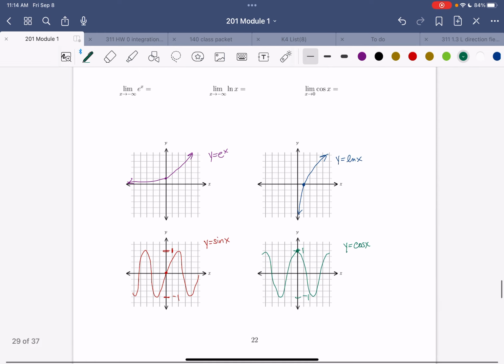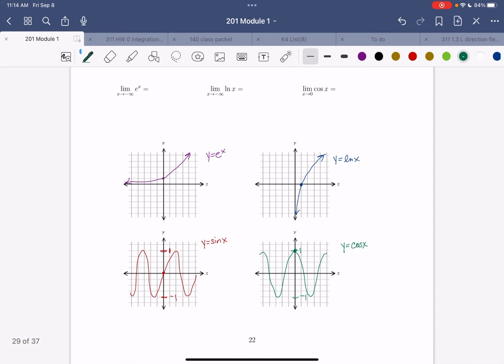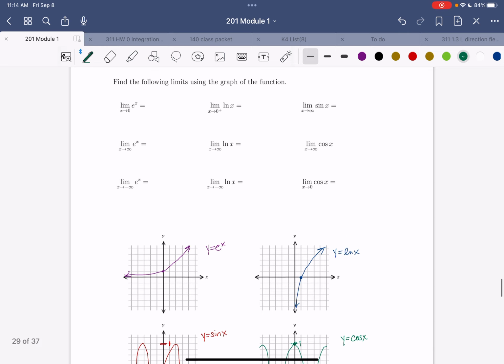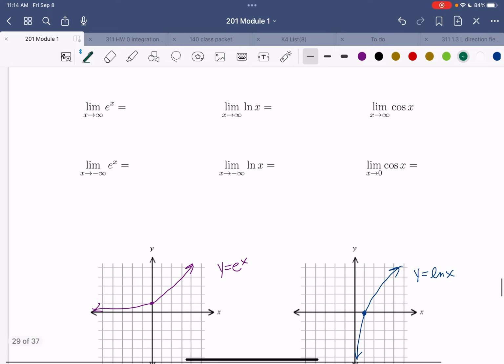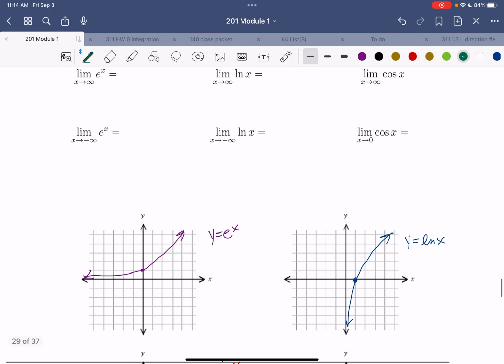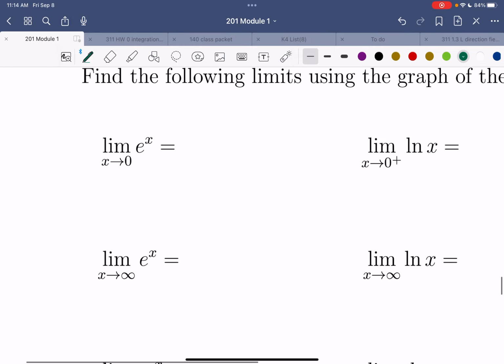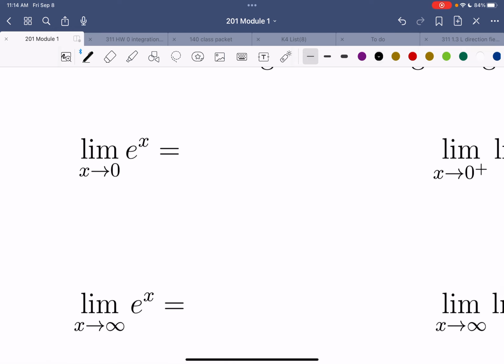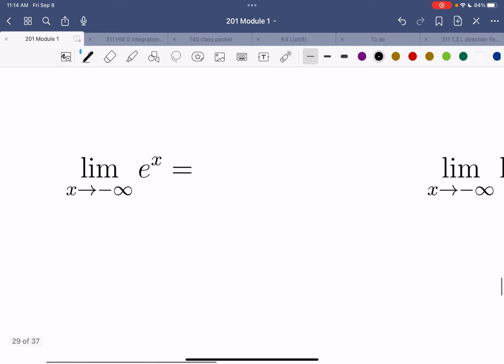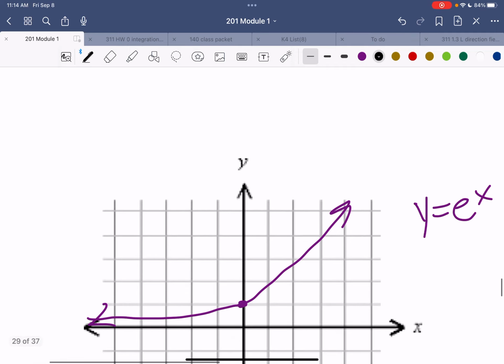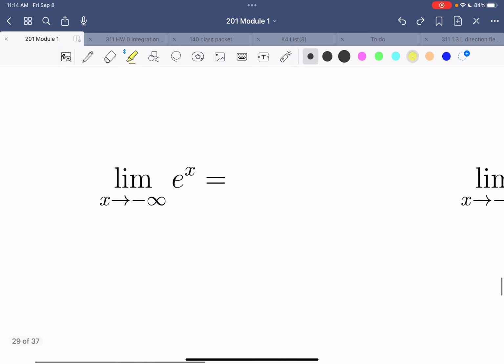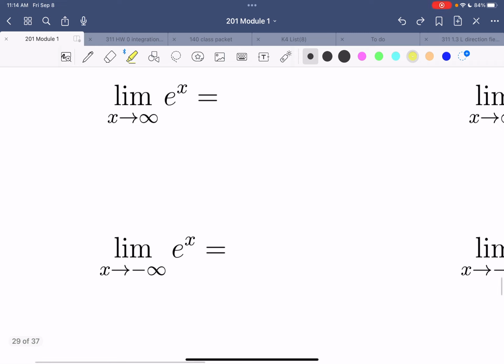So if we then use these four graphs to fill in our limits, we've got e to the x here on the left, and we want 0, infinity, and negative infinity. With 0, we plug in 0, and e to the 0 is just going to be 1, so that's the limit. Now, as you go to infinity, if you look at the graph and trace it, you're heading up. So that tells us that as you go to positive infinity, e to the x goes to infinity.